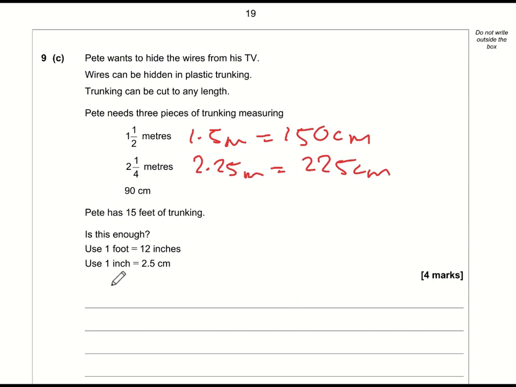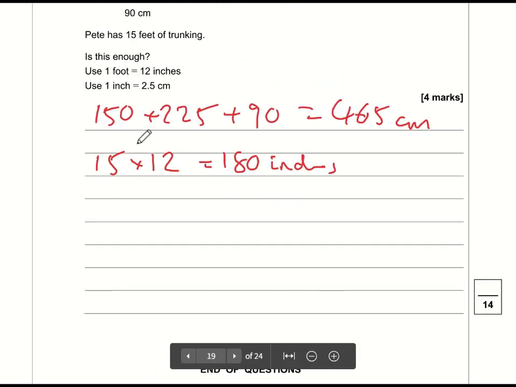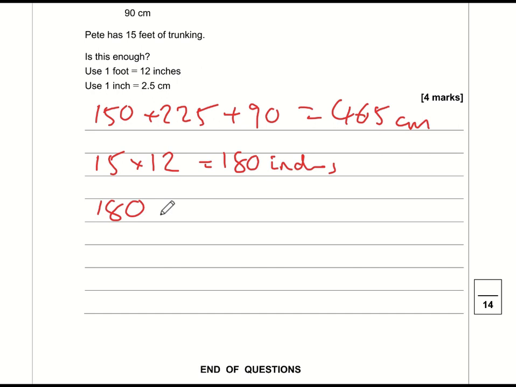So the three pieces of trunking added together is 150 plus 225 plus 90, and that comes to a total of 465 centimetres. Now he's got 15 feet. First of all, we'll convert the feet into inches. So 15 multiplied by 12 is 180 inches. And now you want to convert the inches into centimetres. 1 inch is 2.5 centimetres. So 180 inches is 180 multiplied by 2.5, which is 450 centimetres.